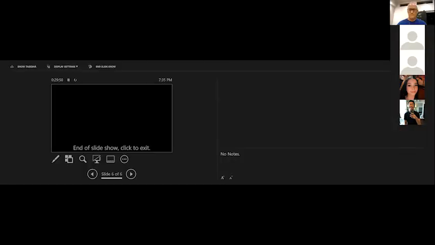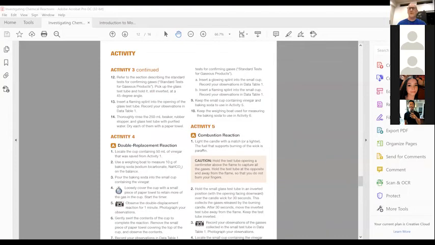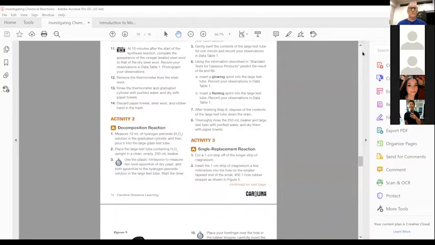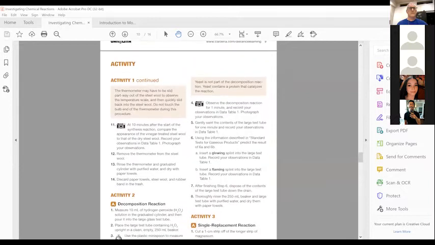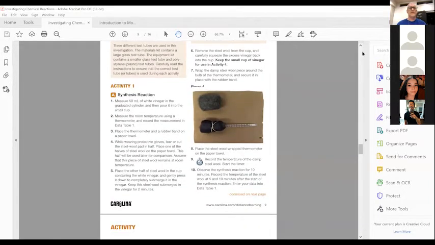So let's just take a quick look at the actual lab itself. And if you have any questions before we get going, you can definitely ask. So where is our, oh, here we go. Okay, so here's our first one right here.